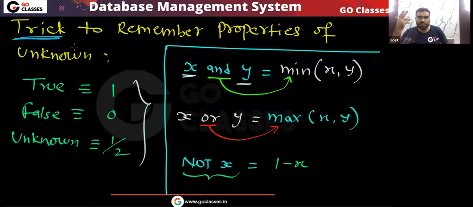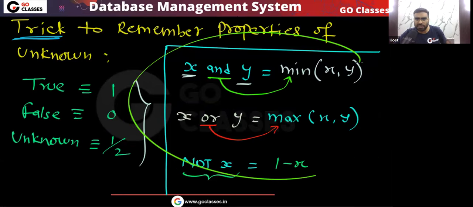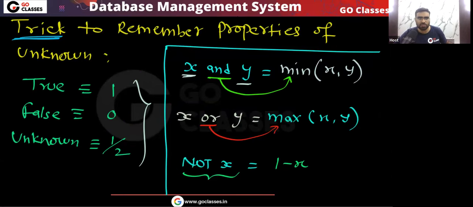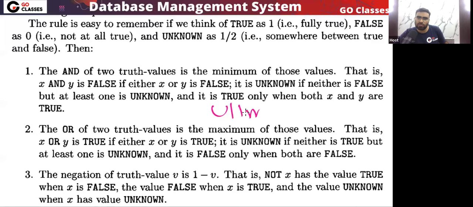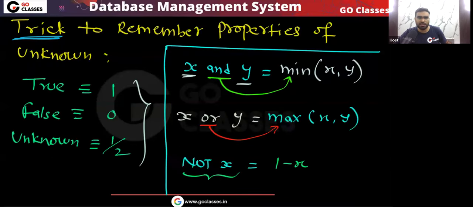This trick is just to remember the properties of unknown. And don't worry, this trick is given in all the standard resources. Like you can see, this is the Ullman book, and in it the same thing is given. The rules are easy to remember with the trick. Very simple: and means you take the minimum of both, or means you take the maximum of both, and not means 1 minus x. And remember, true means 1, false means 0, unknown means 1 by 2.